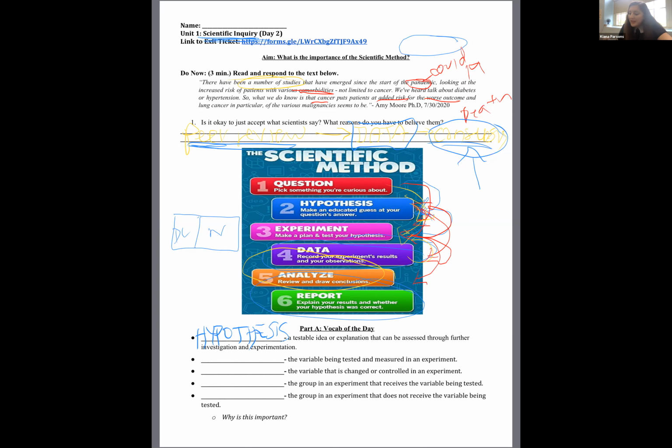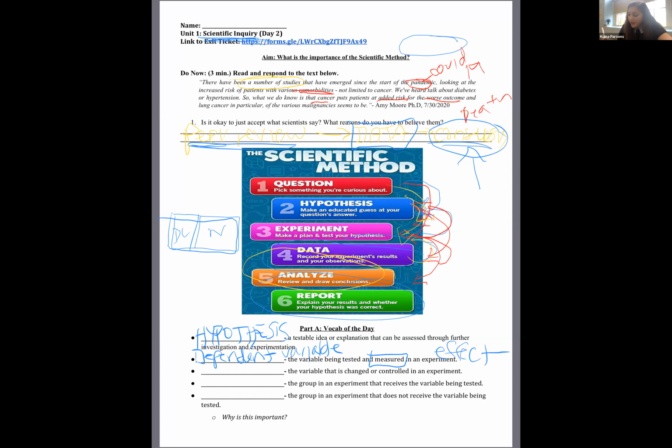How about the variable being tested and measured in an experiment? So thinking back to the experiment that I talked about just above, where we were talking about Diet Coke and water to grow plants, in that case, the variable being tested and measured is if the plants grew. That is the dependent variable, right? So that is the variable that's being measured. That is the one that's being affected.